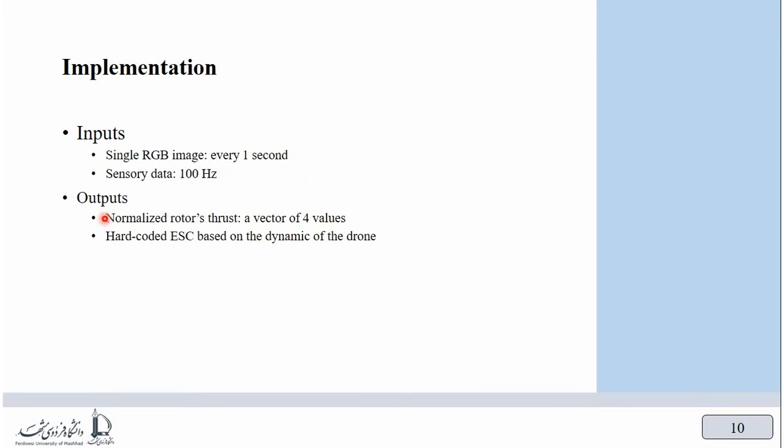The outputs of our model were a normalized rotor thrust, a vector of 4 values actually, between 0 and 1. 0 would show that the rotors are turned off, and 1 would represent a full thrust. Then, after sampling those 4 values, we hard-coded an ESC unit based on the dynamics of the drone in order to transform them into an angular velocity for each propeller.